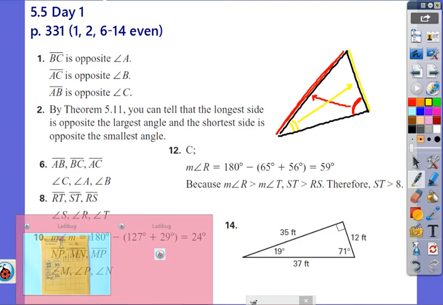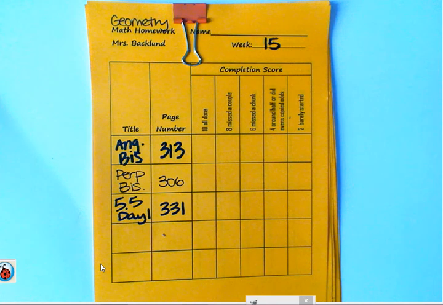If you would take a minute now to get that packet stapled together, hand it in up front. Again, pause me if you need more time.